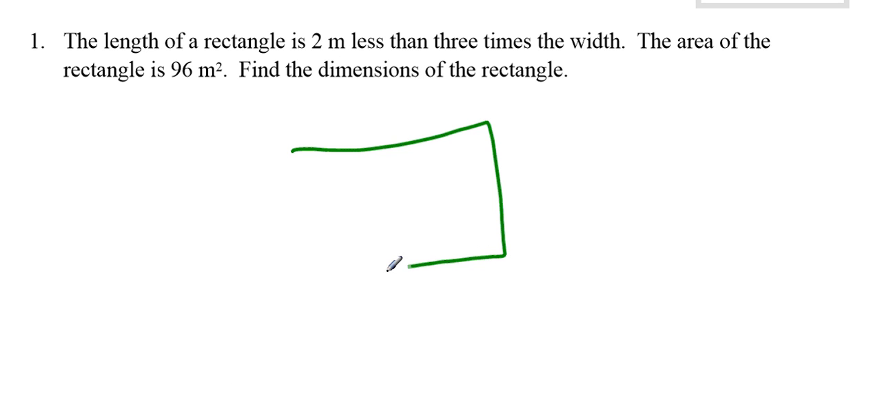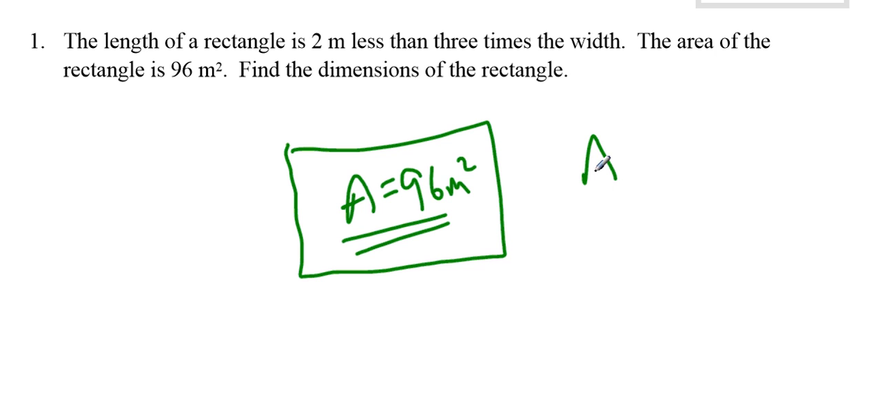We have a rectangle. We know that the area of the rectangle is 96 meters squared. So what do we know about area? We know that area is length times width. So this is really what should be going on mentally when you're reading this question. We have a rectangle with a known area, and we know the equation for a rectangle.